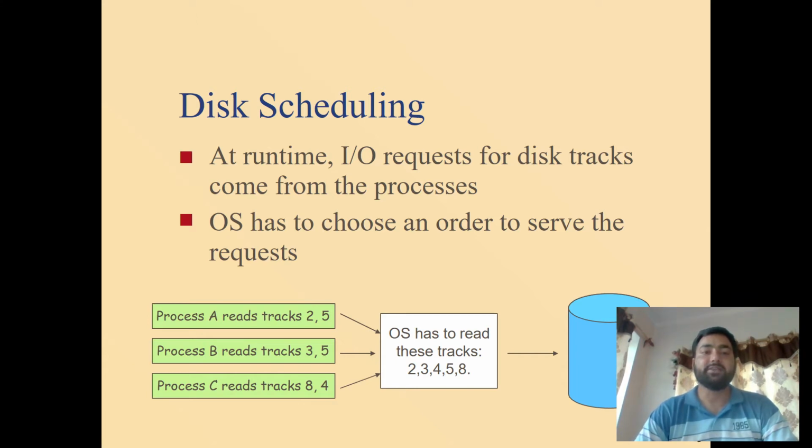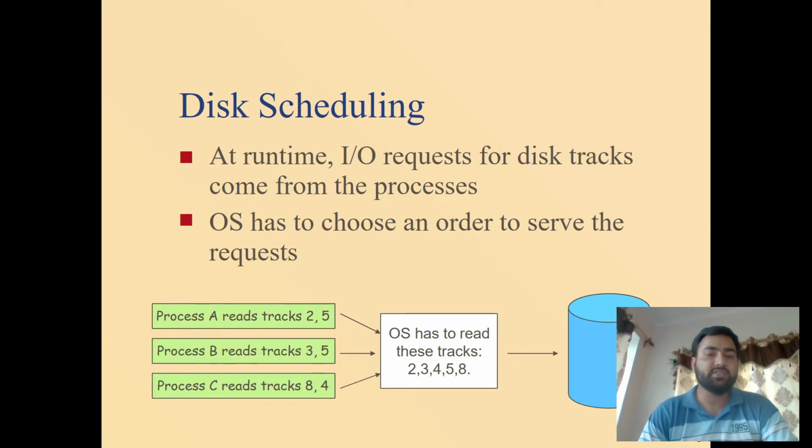Then comes disk scheduling. See, at runtime, input-output requests for disk tracks come from the processes. Obviously, when processes are under execution, they make the request for a particular input or output operation to be performed. And for that, the operating system has to choose a particular sequence, a particular order to serve the requests made by the processes for particular I/O operations.